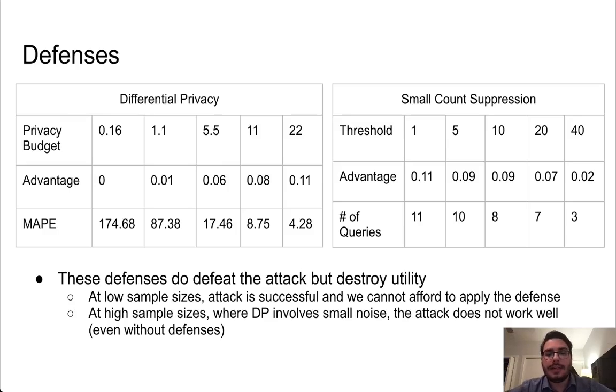But at our small sample sizes, they require almost completely removing the queries in terms of small count suppression, or completely changing the query values in terms of differential privacy, where the noise has to be 80% of the actual query value. At this point, the relationships between any queries are essentially removed, and the data is no longer useful.